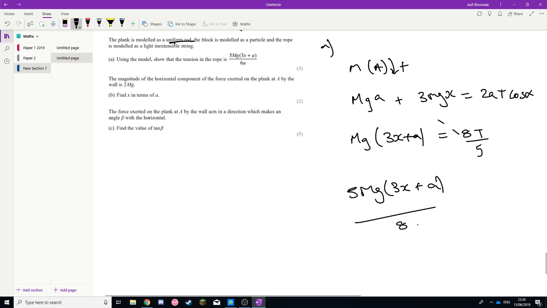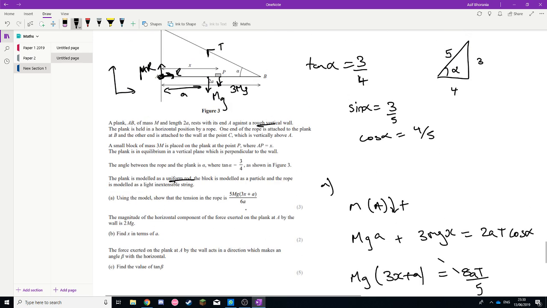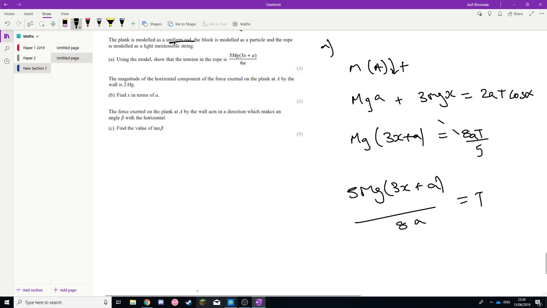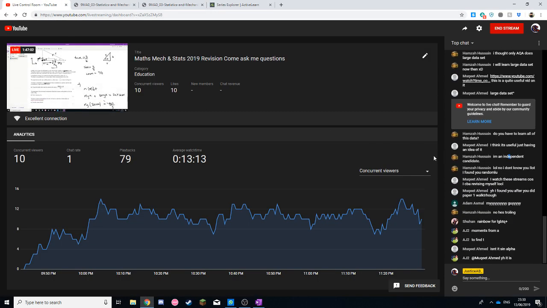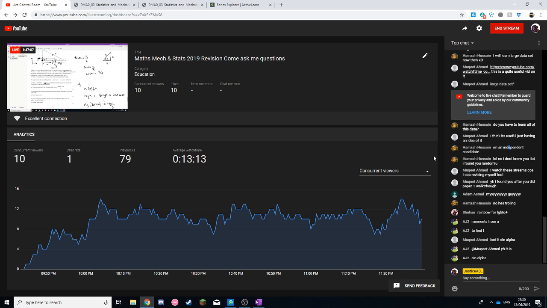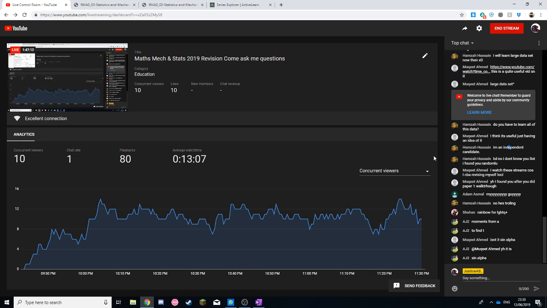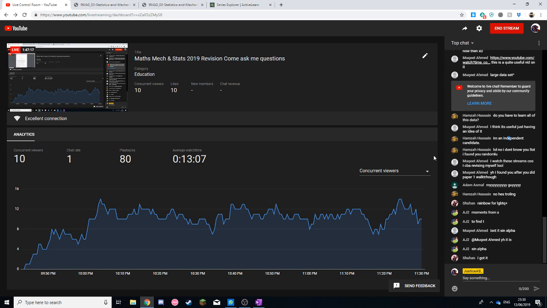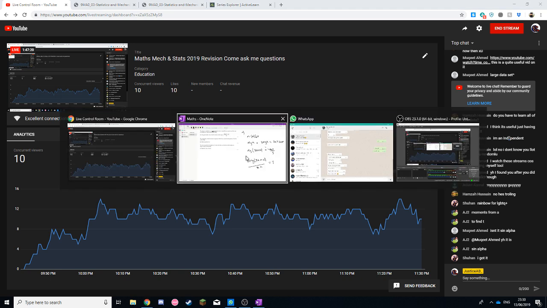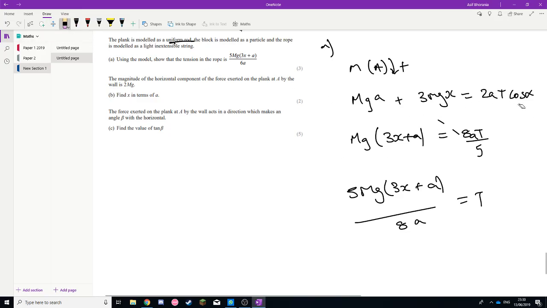Why do I have an 8? And this is a 6. Where's my mistake? mgA plus 3mgx equals 2a times T times cos of alpha. Ah, yeah, obviously it's sine, not cos. My bad, my bad. Thank you.